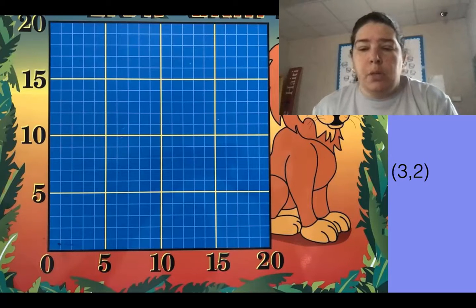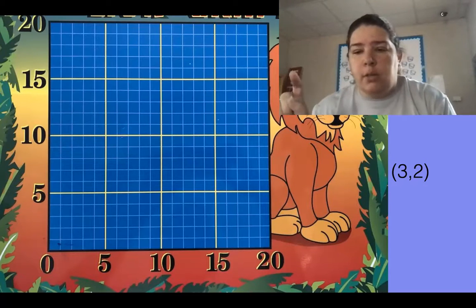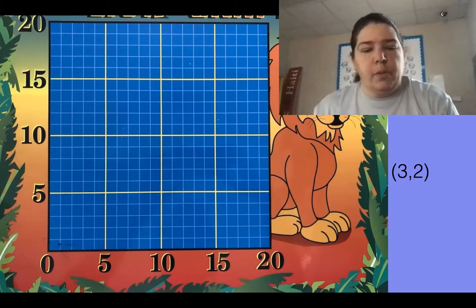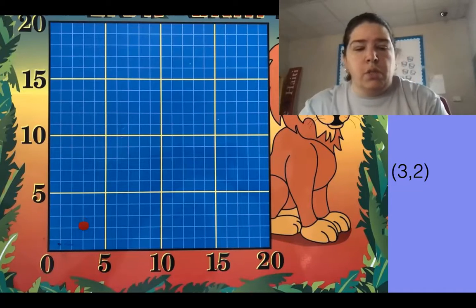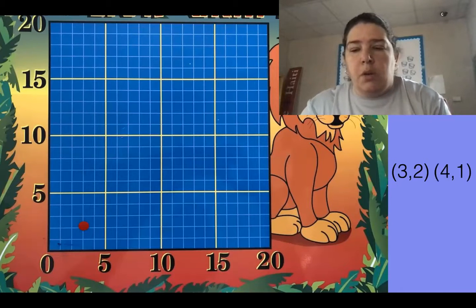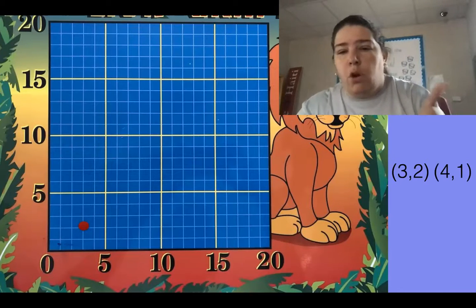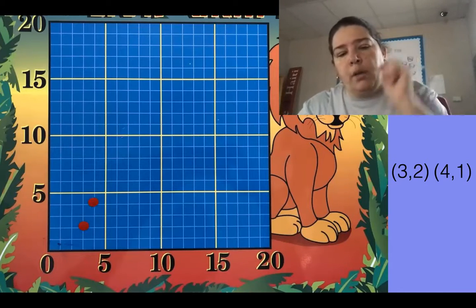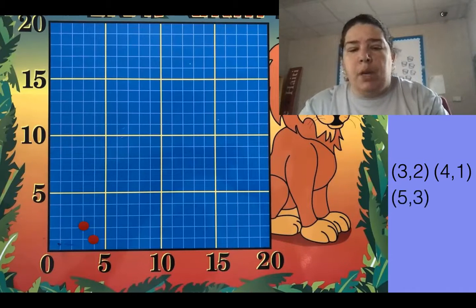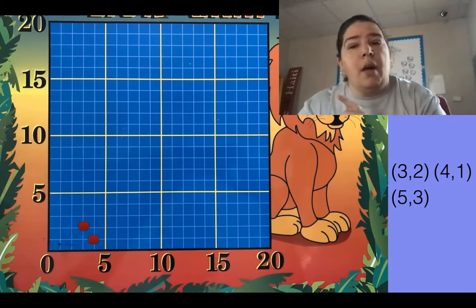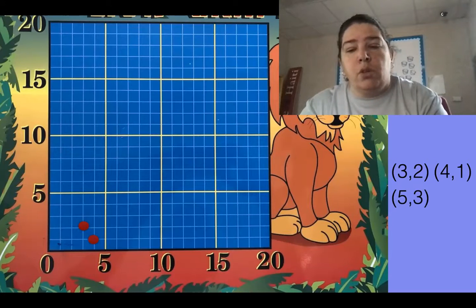So again, the first one is 3, 2. Across 3, up 2. Okay, watch where the point goes. Across 1, 2, 3, up 2. That's where your point ends up. Next one, 4, 1. Across 4, up 1. Okay, next one, 5, 3. Across 5, and up 3. Make sure you don't switch that up.